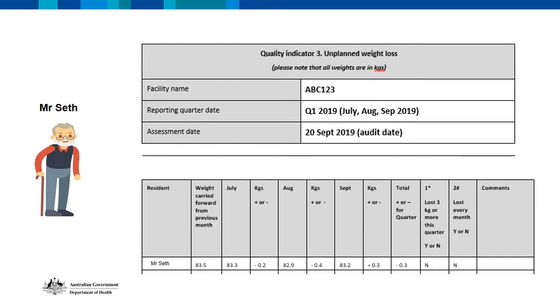As Mr. Seth lost less than 3 kilograms for the quarter, he does not meet the definition for significant unplanned weight loss. Mr. Seth also does not meet the definition for consecutive weight loss, as he did not lose weight in each of the 3 months in the quarter. On your data recording sheet, you record this as no for both measures.